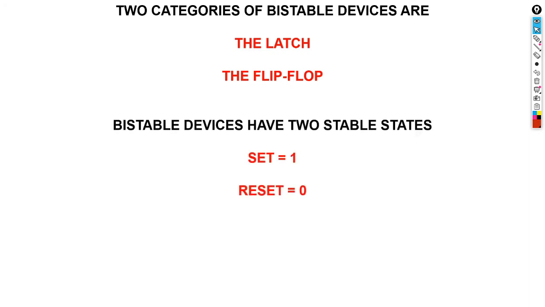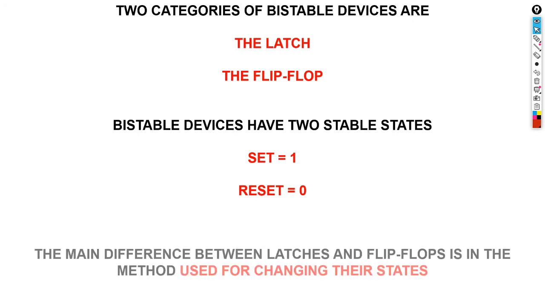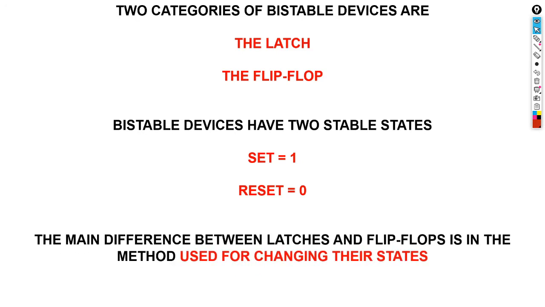When you talk about bistable device, we have a device which has only 2 states: set, which is the same as 1, or reset, which is 0. So what are those bistable devices? Your latches and your flip-flop. The 2 have 2 states, set and reset. Therefore, the main difference between the latches and the flip-flop is the method they use in order to change their state.